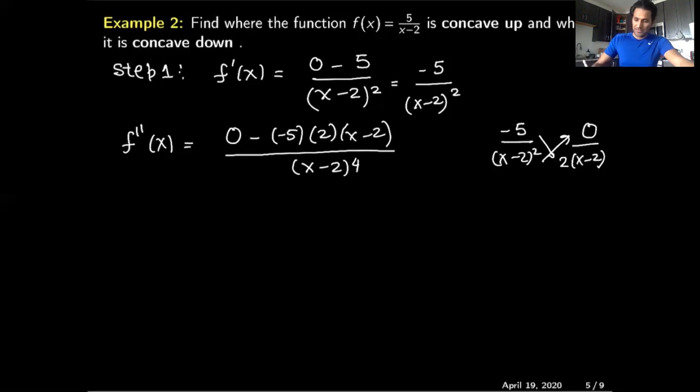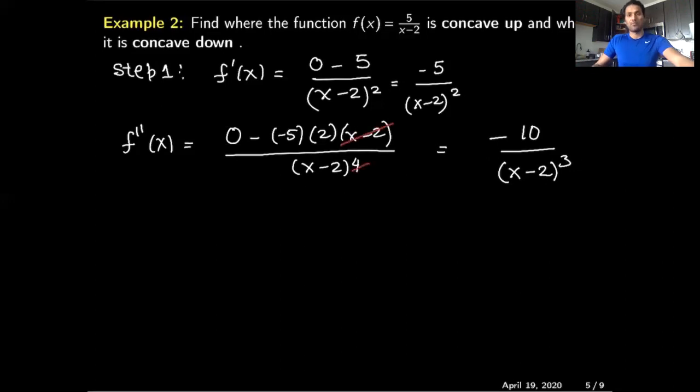If I simplify this quotient, it gives me minus 10 on the top, and the bottom is (x minus 2) to the power 3, because (x minus 2) cancels one power from here. So this is the second derivative of my function. In step number 2, I will find the point where the second derivative is either 0 or undefined.